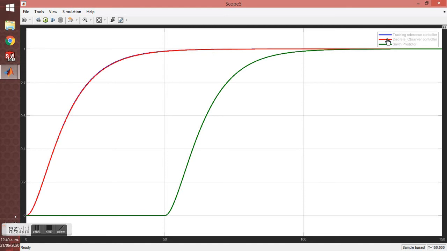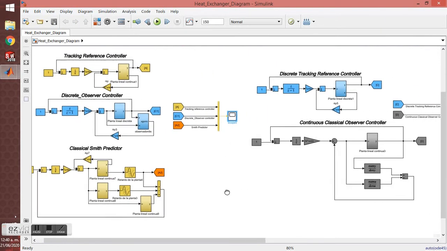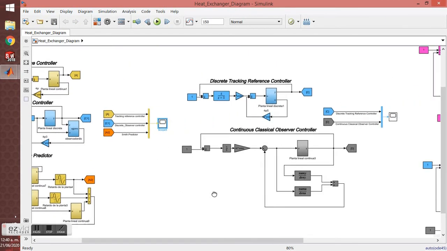Now we have decided to make a comparison between the classic continuous observer and a discrete reference follower. The scheme implemented in Simulink is this.